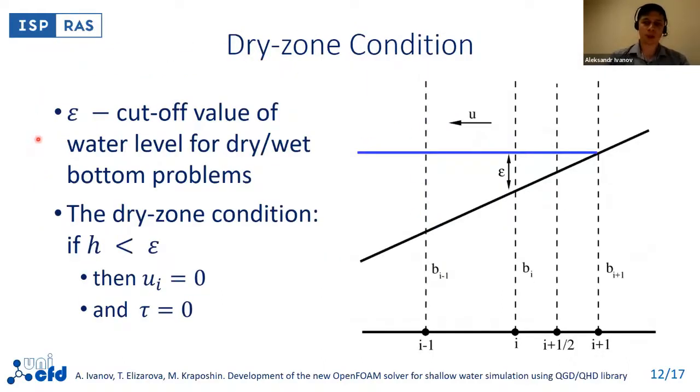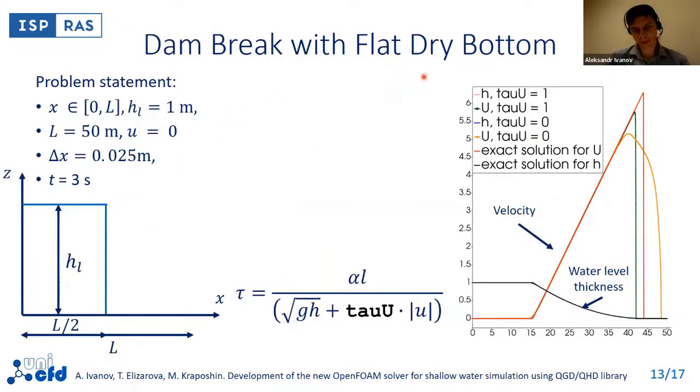Also, there is a so-called dry zones problem in the shallow water model. To solve it, we use a special parameter epsilon. It is a cutoff value of the water level. If the water depth is lower than epsilon, we assume that the velocity and tau parameter are equal to 0. For the dry zone demonstration, here we have the same problem as the previous one, but with a dry bottom at the right-hand side.